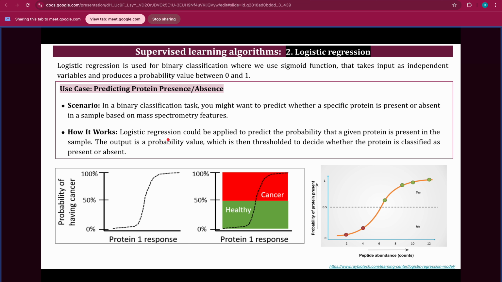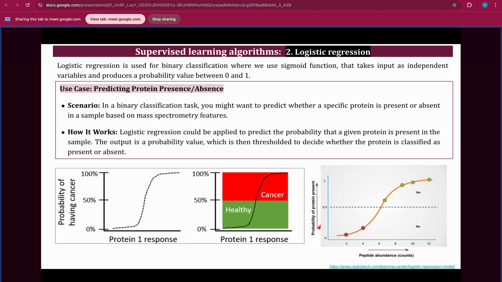So how it works, it could be applied to predict the probability that a given protein is present in the sample, and the output will be a probability value, which is then thresholded to decide whether the protein is classified as present or absent. For example, we have the probability of the protein being present and the peptide abundance. So I will have both values, on the x-axis and y-axis, and I will join these points, and I will decide at what threshold I will call it healthy or cancer. So this particular threshold is decided by us.